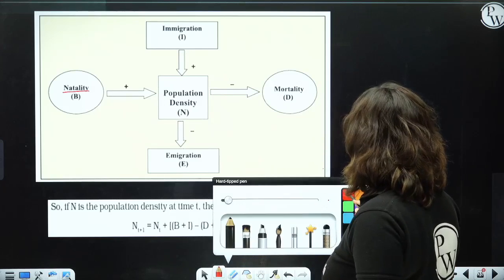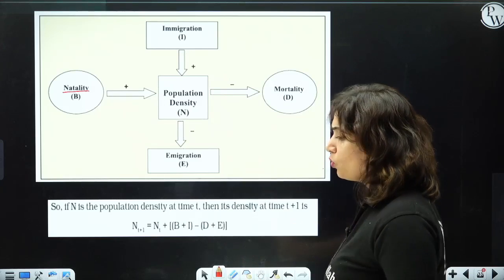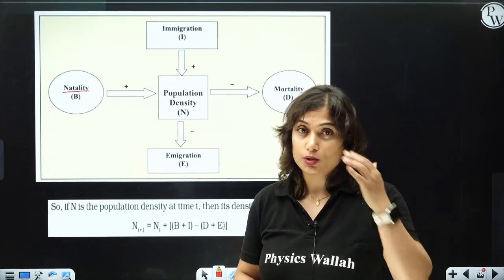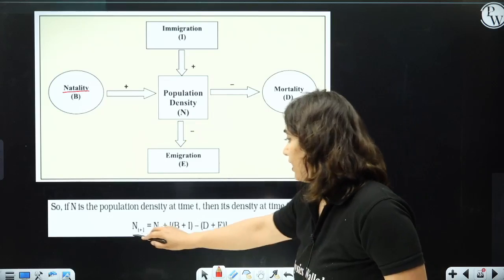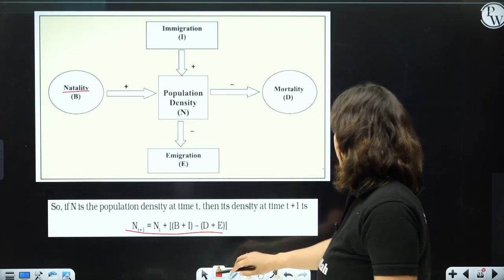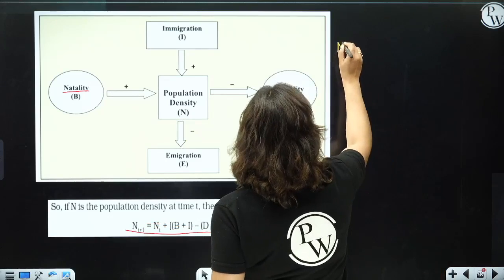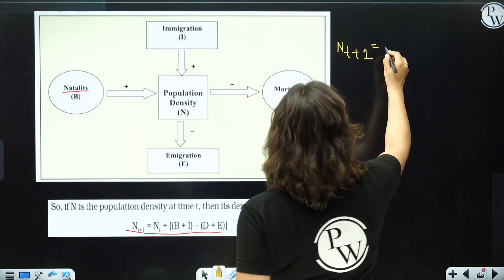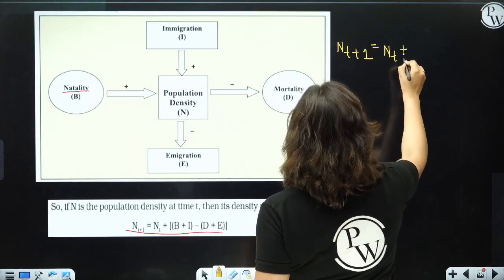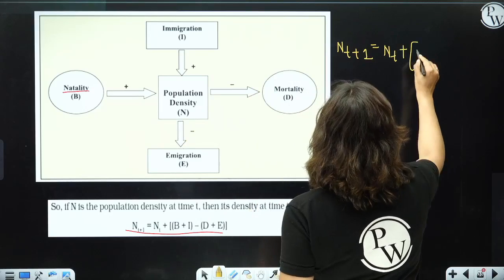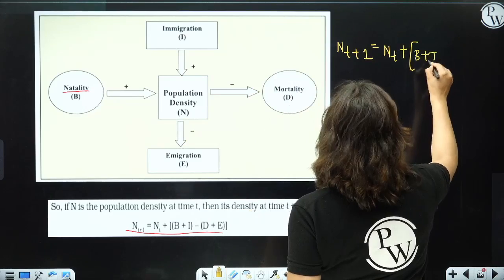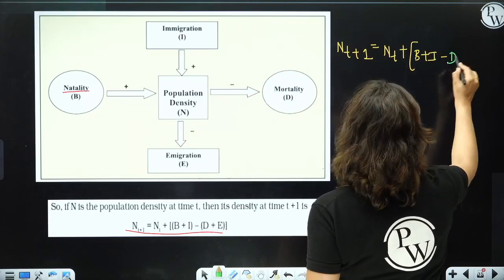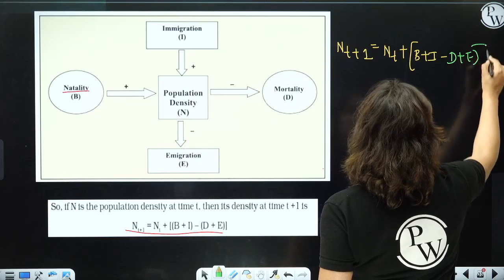Now how do we calculate whether a population will show growth or negative growth? There is a formula for that: Nt+1 = Nt + [(B + I) - (D + E)].